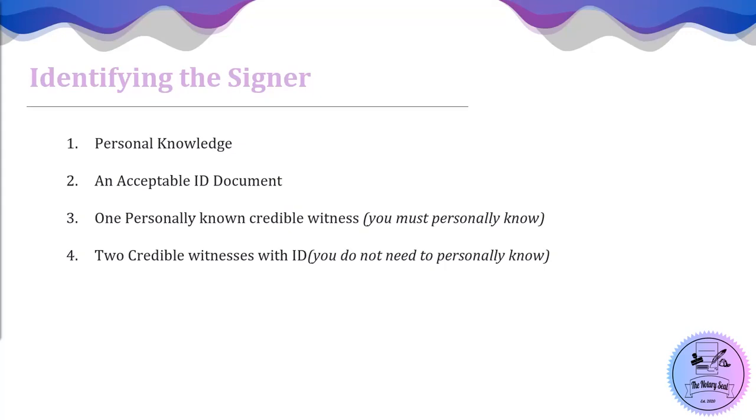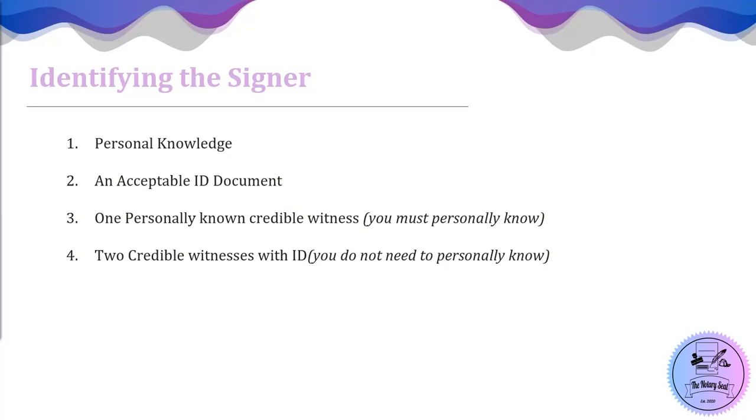The third option is one personally known credible witness. This must be someone that you know personally who can vouch for that person who's going to be signing. An example would be a friend, co-worker, or family member that you know, and they are vouching for the person who's signing. In that case, you would get both of their IDs, verify their information, and that would be how you would validate that that person is who they say they are.